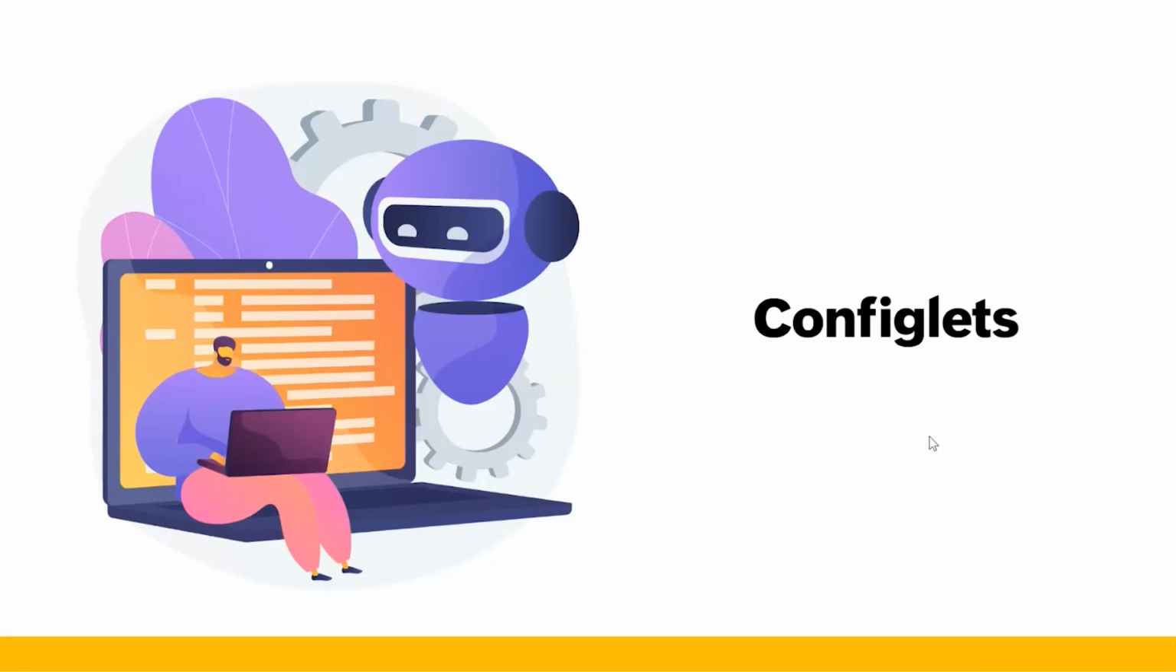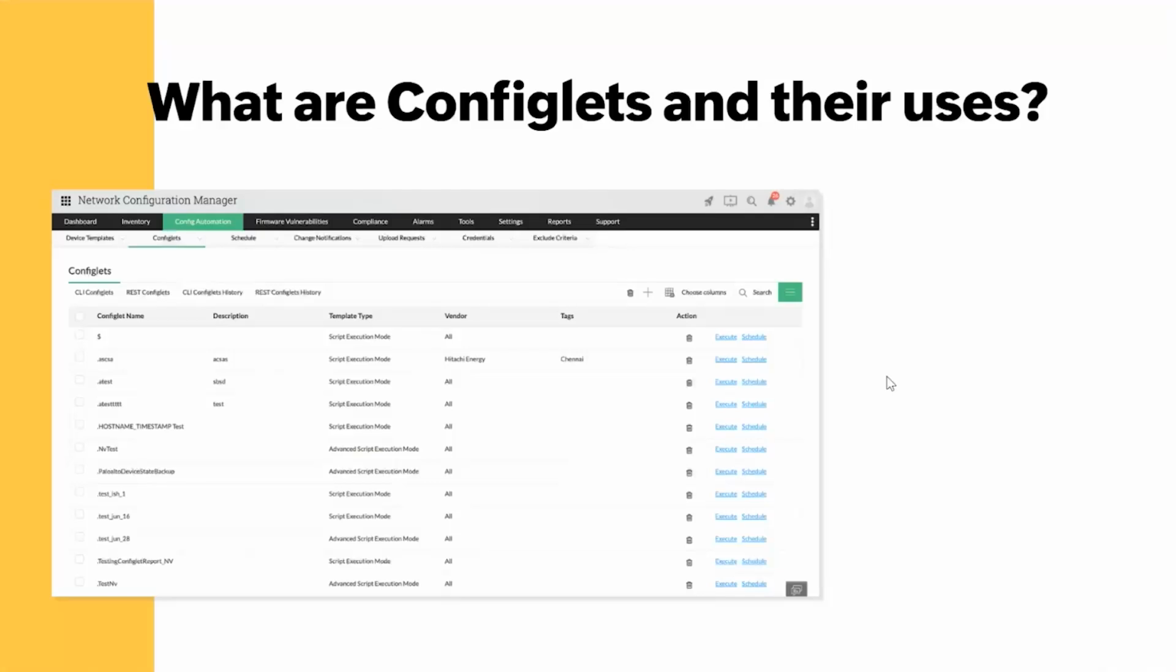So what are configlets? Configlets are executable configuration or script templates that can be used to push commands to multiple devices for bulk execution or for troubleshooting purposes. So what are configlets used for? Configlets are primarily used for troubleshooting faulty devices, for pushing new configurations, or for modifying configurations on multiple devices simultaneously.